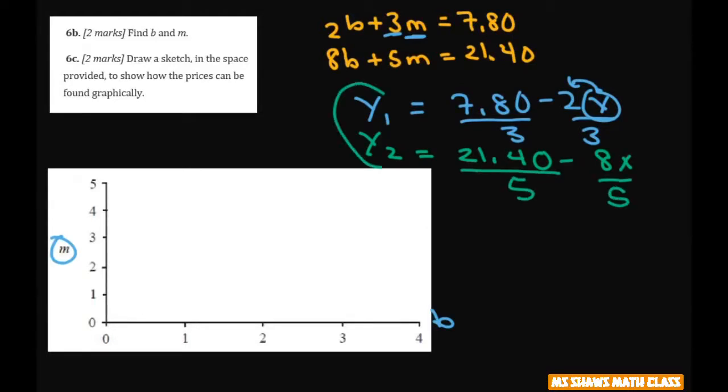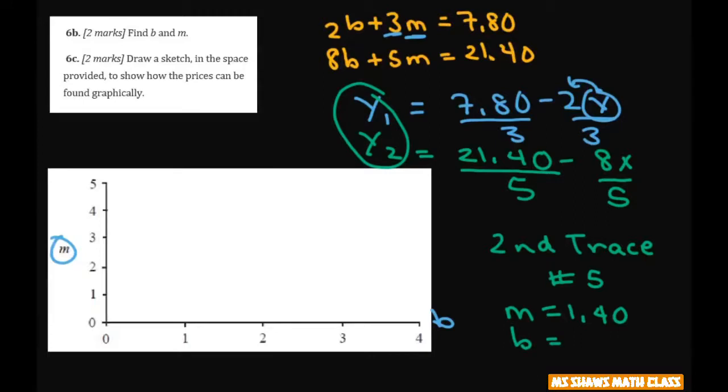Now, once you have that in your calculator, you can graph it, and then use second calculate, and so second trace is calculate, and then hit number 5, and go where the intersection is, and you will get your M, or your Y value, equals 1.40 or 1.4, and B equals 1.80.